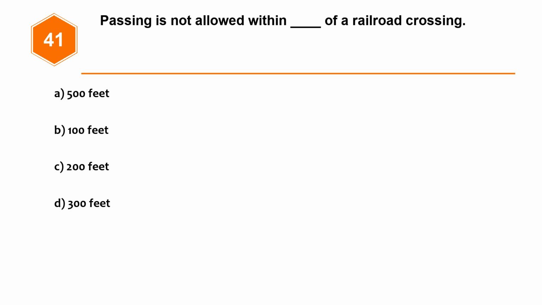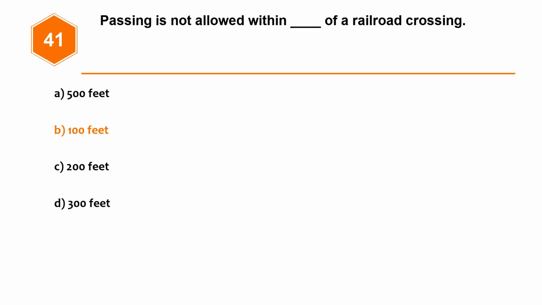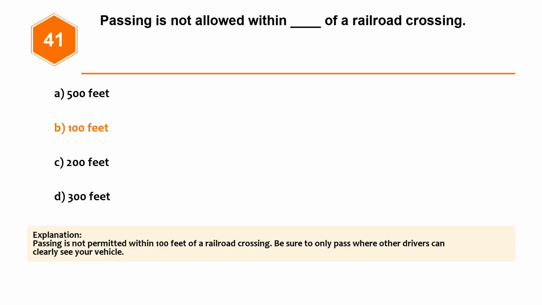Question 41. Passing is not allowed within blank of a railroad crossing. Option A, 500 feet. Option B, 100 feet. Option C, 200 feet. Option D, 300 feet. The correct answer is option B, 100 feet. Explanation. Passing is not permitted within 100 feet of a railroad crossing. Be sure to only pass where other drivers can clearly see your vehicle.